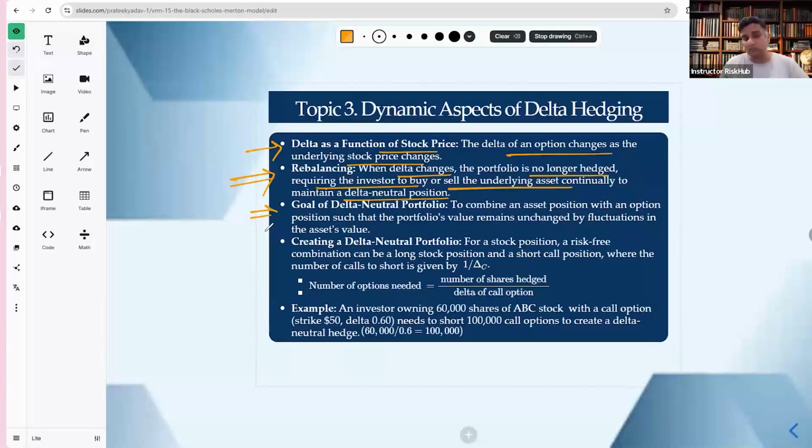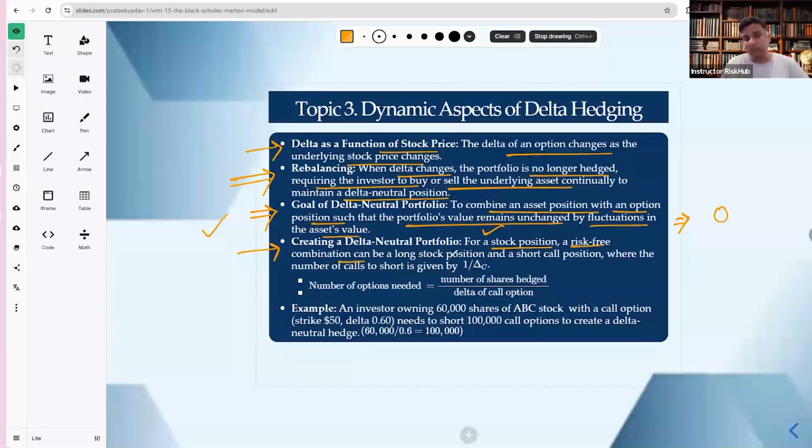The goal of a delta neutral position is to combine an asset position with an option position such that the portfolio value remains unchanged by fluctuation in the asset value. So that is also very, very important. The point is very simple: wherever the stock moves, you have to make sure that your combined position remains zero. I combine an asset position with an option such that the portfolio value remains unchanged, which means we are maintaining delta neutrality, which is delta zero. Creating a delta neutral position is what is being taught here for a stock position.